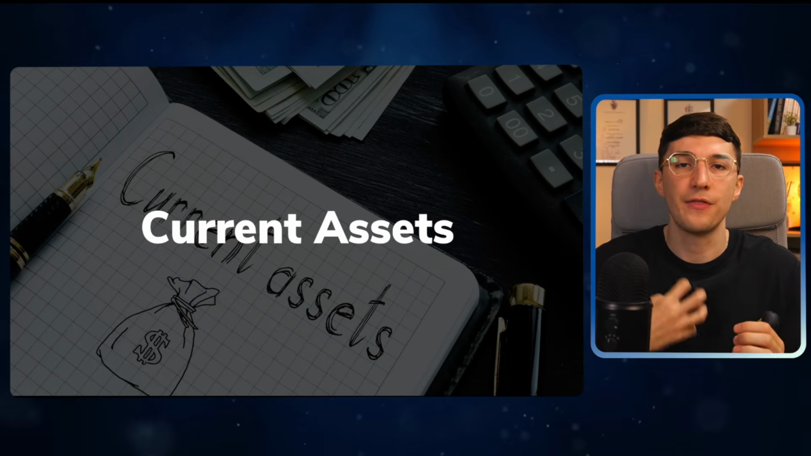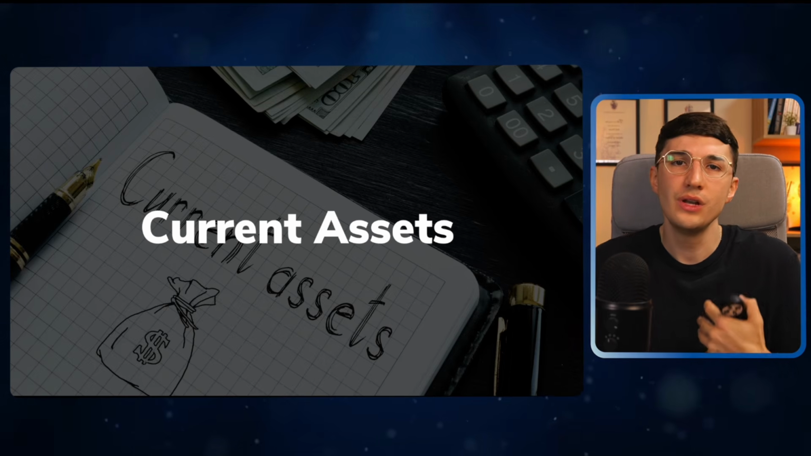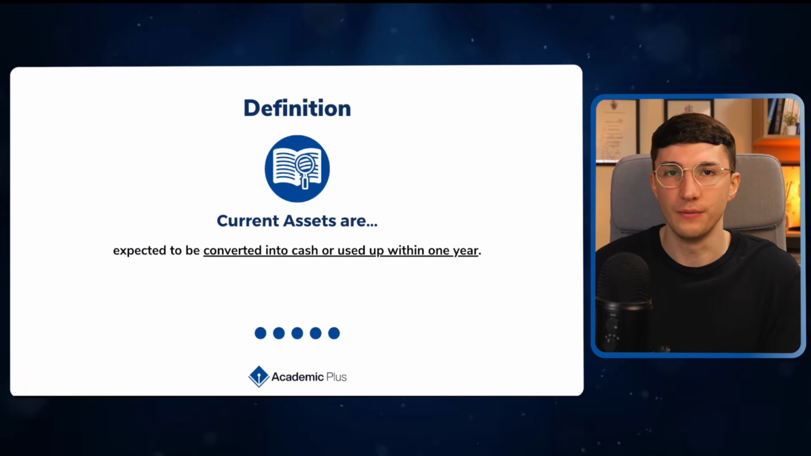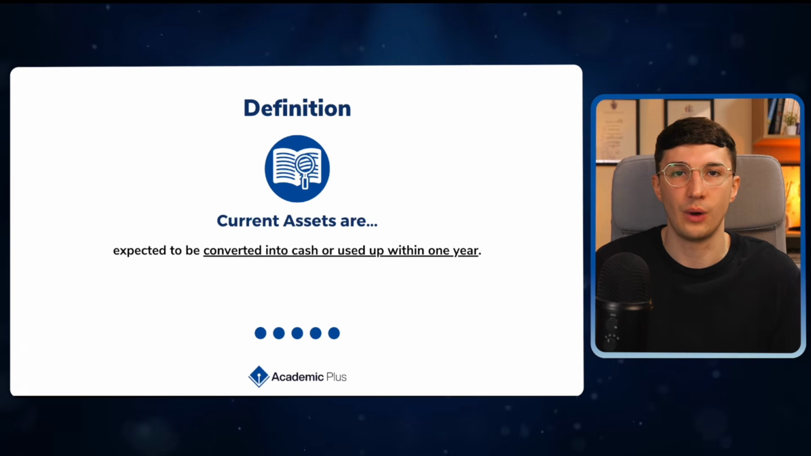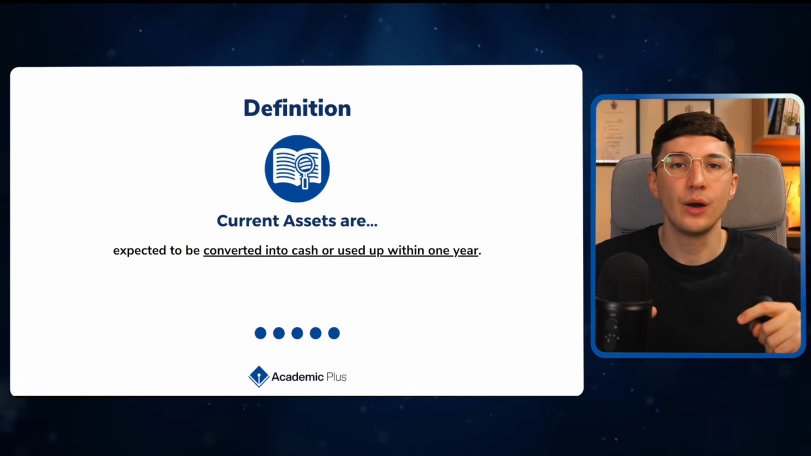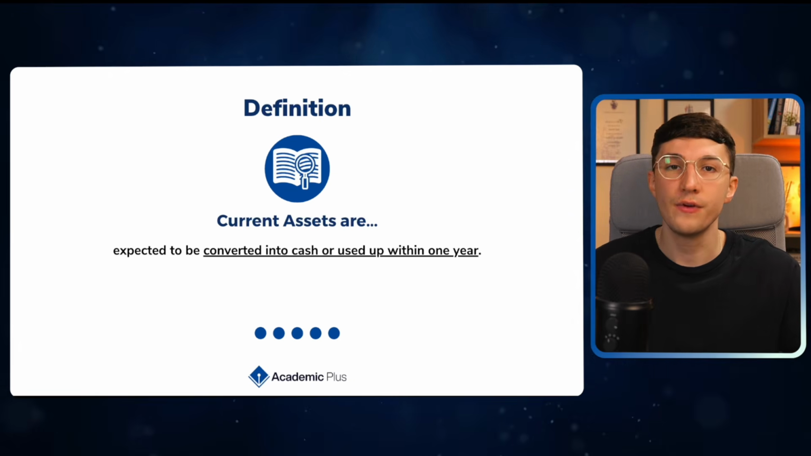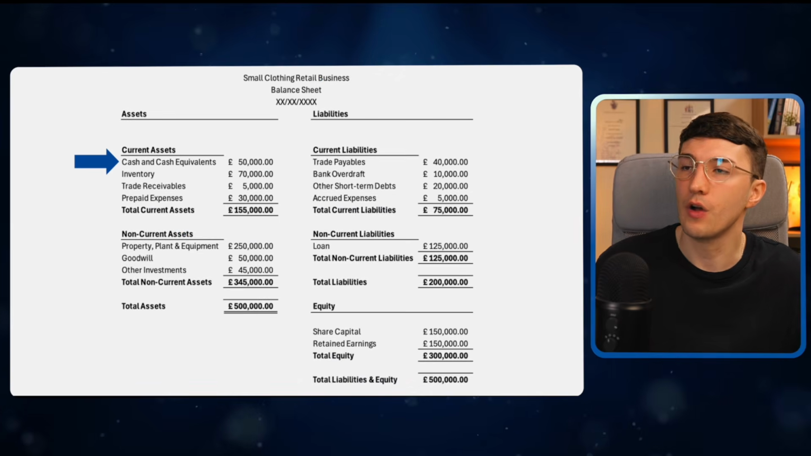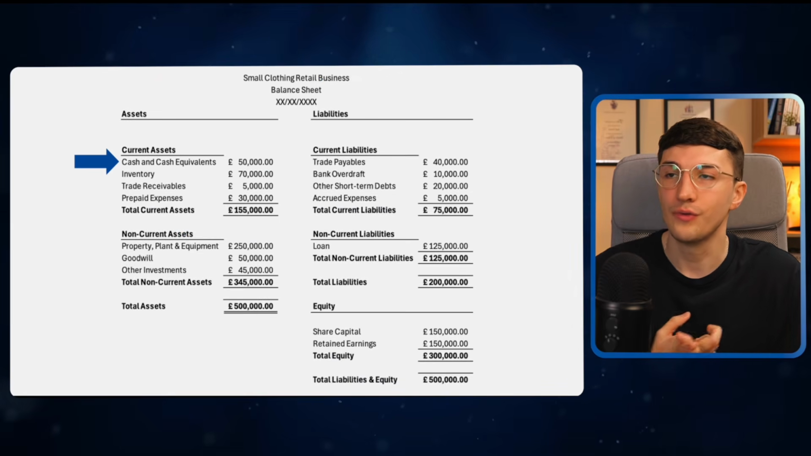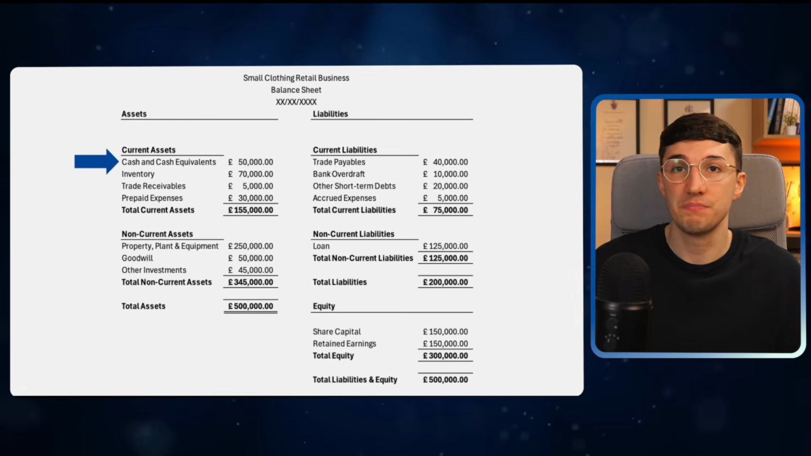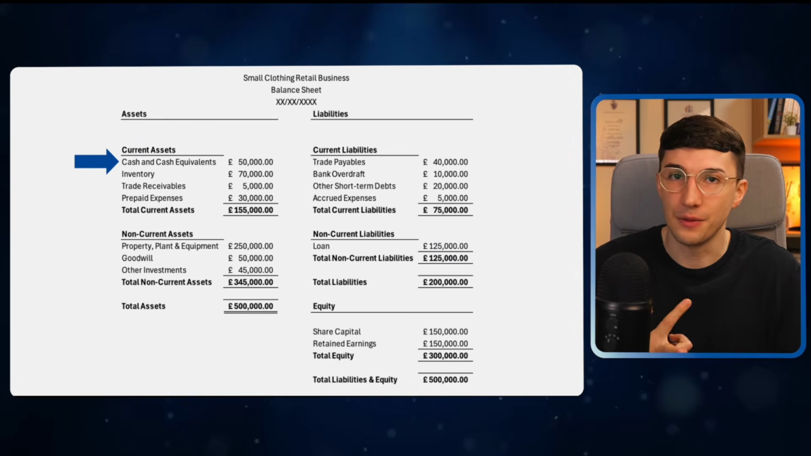Now, as we said, what are assets? Assets are items that the business owns. So when we look at current assets, well, we know the term current is within 12 months, but what do we want to do with them in the next 12 months? And essentially all we want to do with our current assets is that we want to use them or convert them into cash within the next 12 months. Now, looking here, we've got a few different examples. First of all, we've got cash and cash equivalents. This is just any liquid cash the business has, maybe cash in hand or money in the bank.